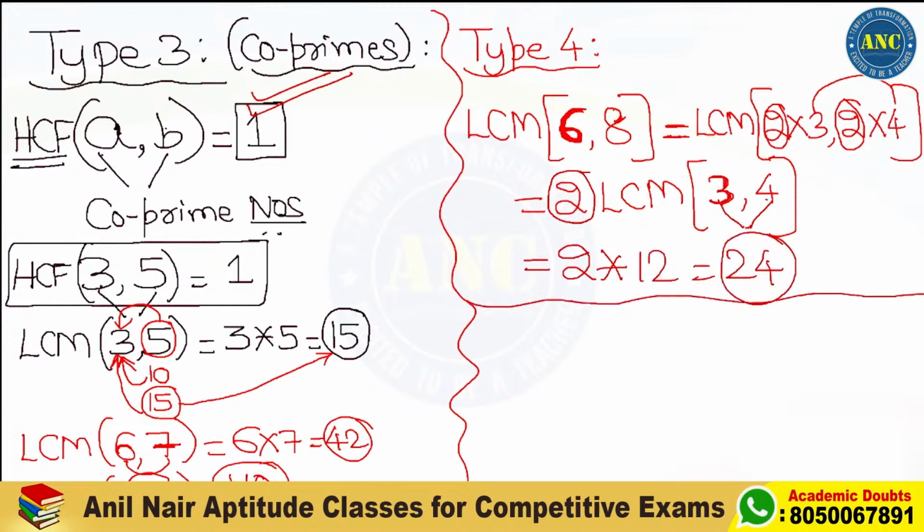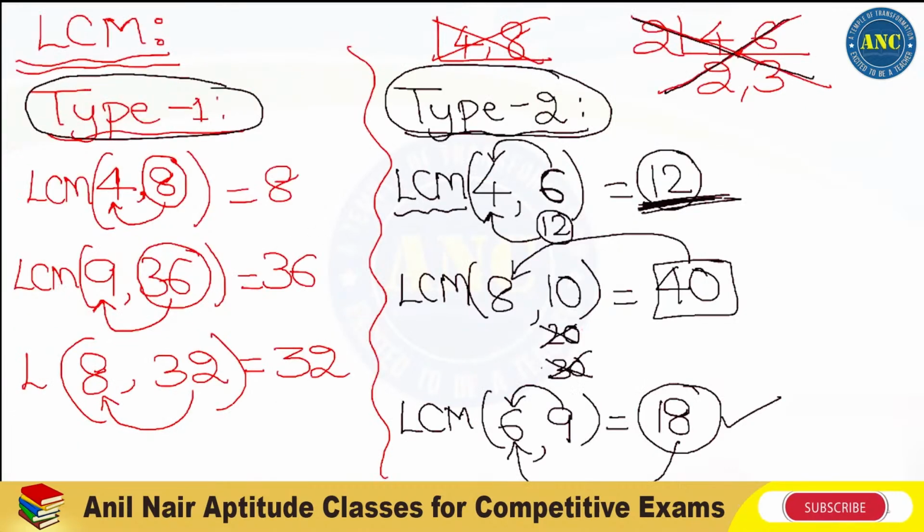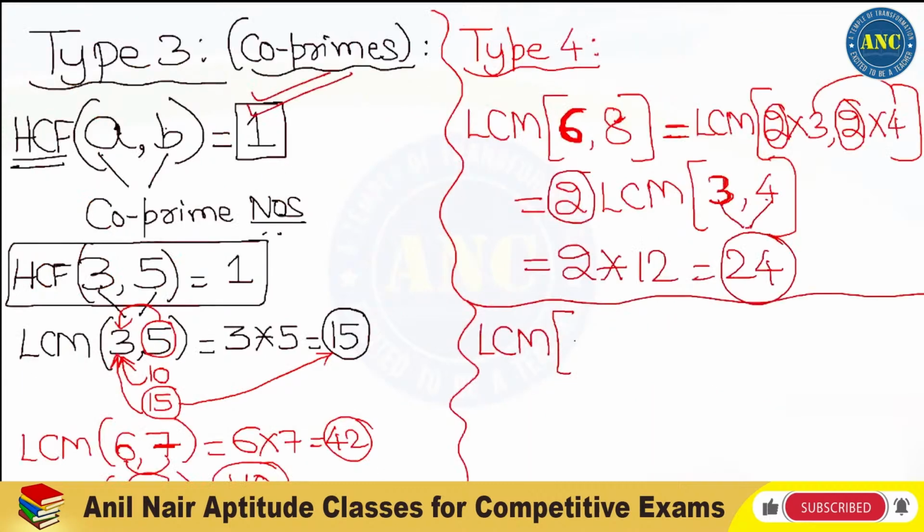Sir, why are you discussing type 4? It is similar to type 2 only, right? It's completely up to you whether to use type 2 or type 4. Now, one more question. Suppose, for example, let me take a number which is already taken in type 2. LCM of 8 comma 10 I have taken, right? Okay, let me take it.